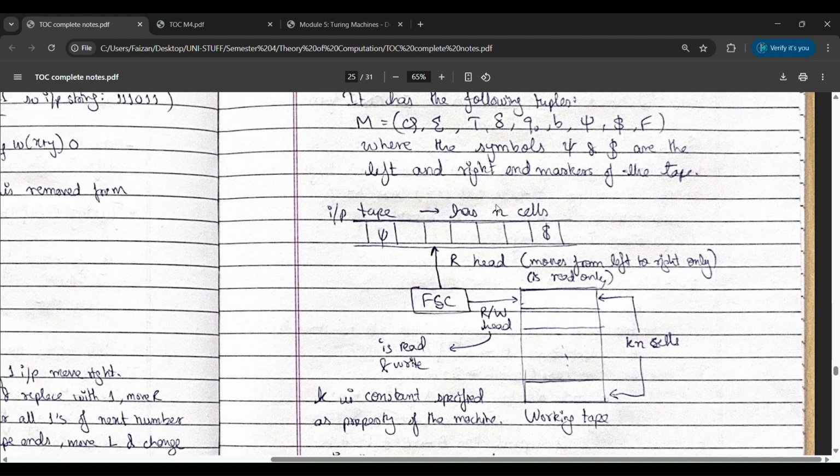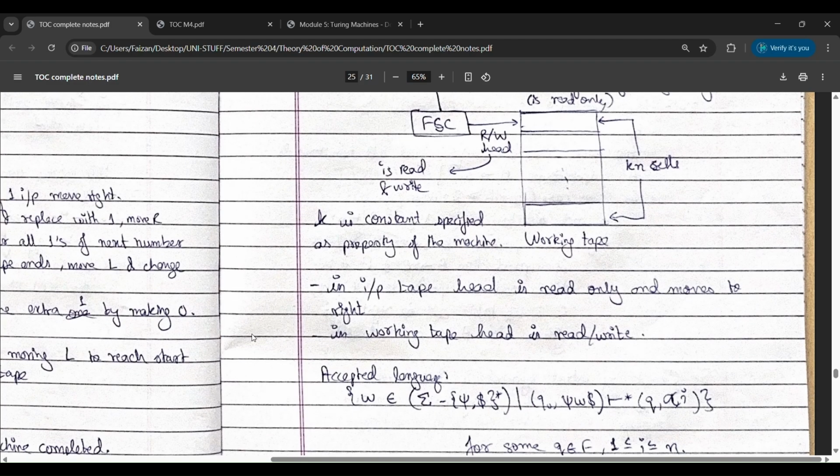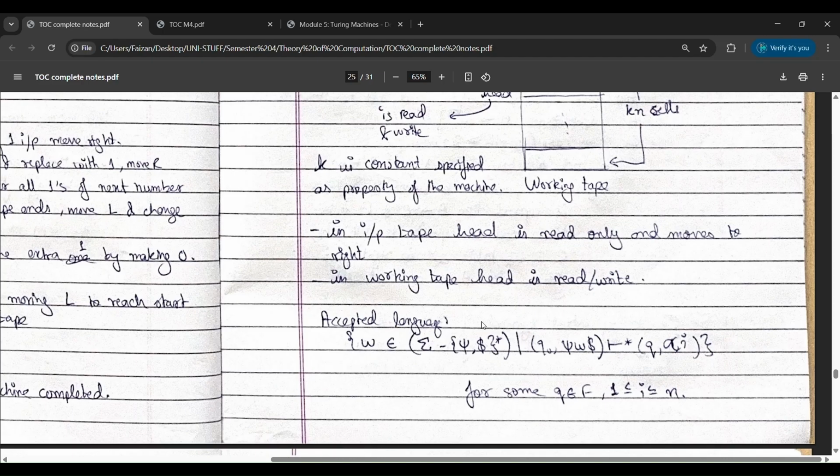The reading head that is connected to the input tape is read only. It moves from left to right only and is read only. So these are the two rules. It doesn't move in both directions. In a Turing machine you could move left and right. In this one you only move towards the right, while the other head, at the working tape, can read and write as well. So the input tape is read only and moves to the right, and the working tape head is read and write.